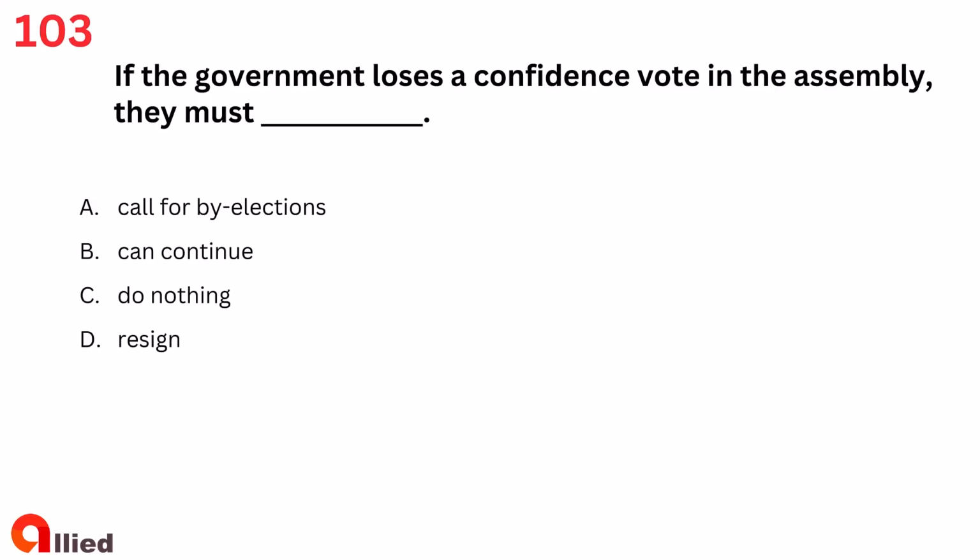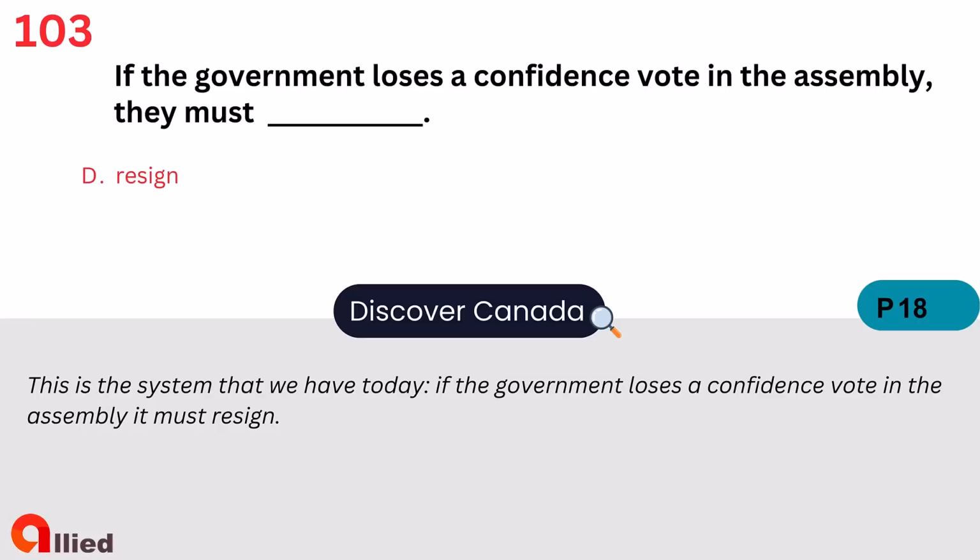Question 103. If the government loses a confidence vote in the Assembly, they must A. Call for by-elections. B. Continue. C. Do nothing. D. Resign. The answer is D. Resign.